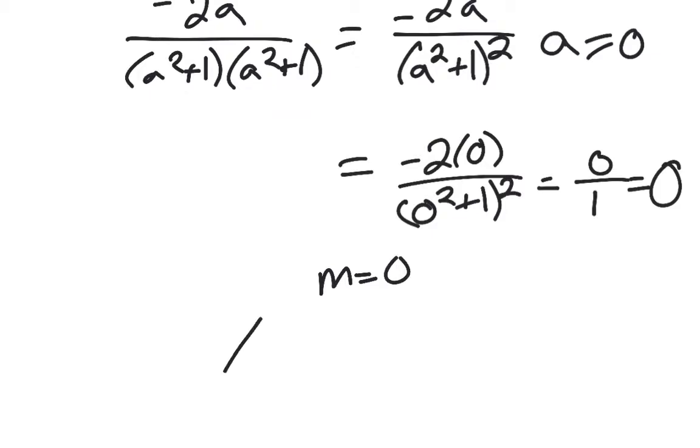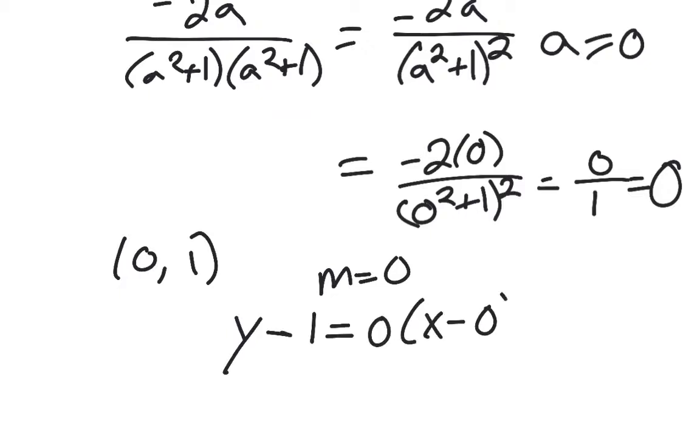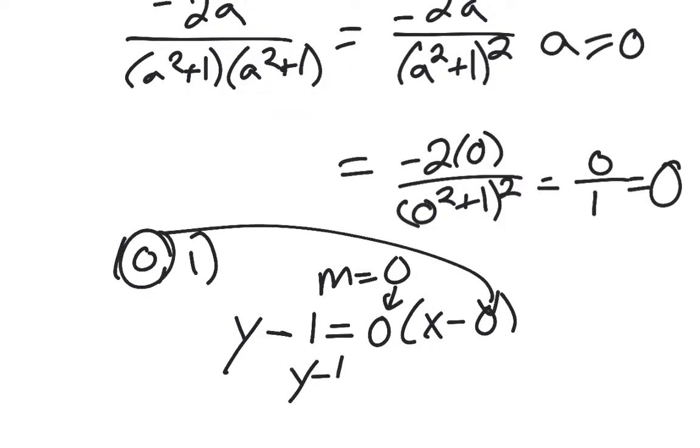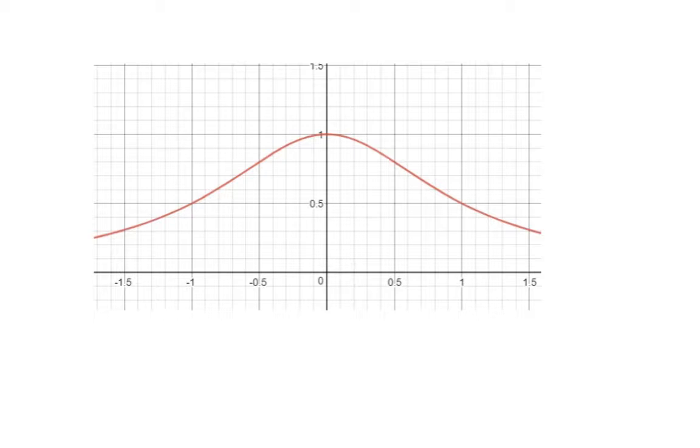Now we need to write the equation of the tangent line at the point 0, 1. So y minus 1 equals 0 times x minus 0, because the slope's here. This 0 goes in there. And I get y minus 1 equals 0. So the equation of the tangent line at the point 0, 1 is y equals 1. And if I look at the graph and go to the point 0, 1 right here, that would make a lot of sense because it's going to be a horizontal line going through 1, so it's y equals 1.